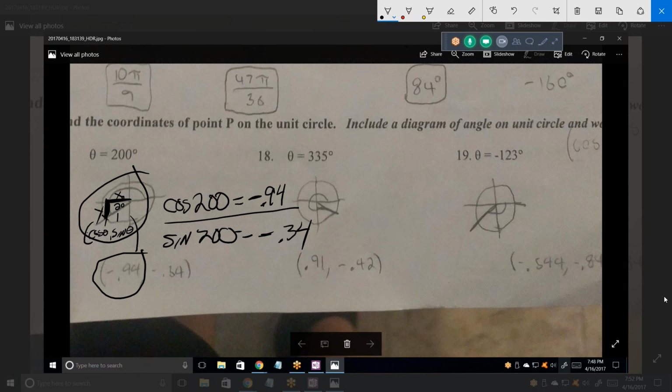Incidentally, the hypotenuse is always positive. And if that seems strange, it's because this is really your first exposure to polar coordinates. The unit circle is polar coordinates. They don't tell you that when they introduce you to it, but it is. And in polar coordinates, r is always a positive number, no matter which direction it goes. So that's why the hypotenuse is always a positive 1.